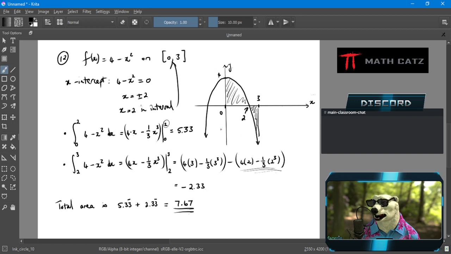Whether I can see the graph or not, when I'm looking for total area, I need to be aware that this positive negative area calculation will cancel pieces in my definite integral if I do it all at once. So I need to manually go and separate them.